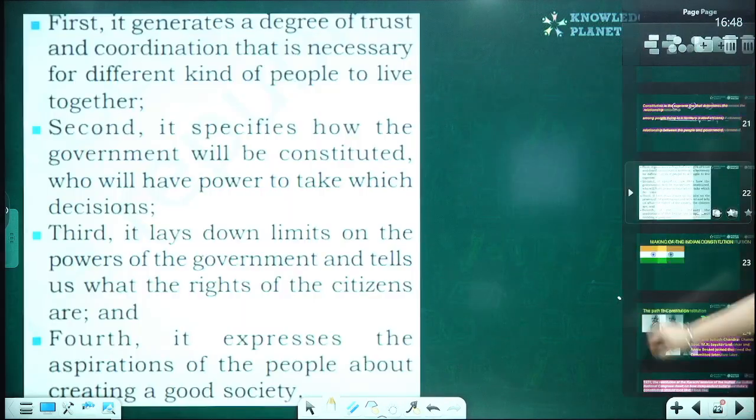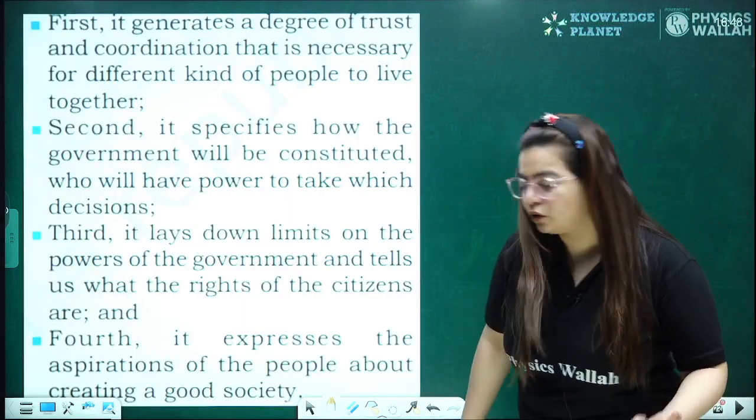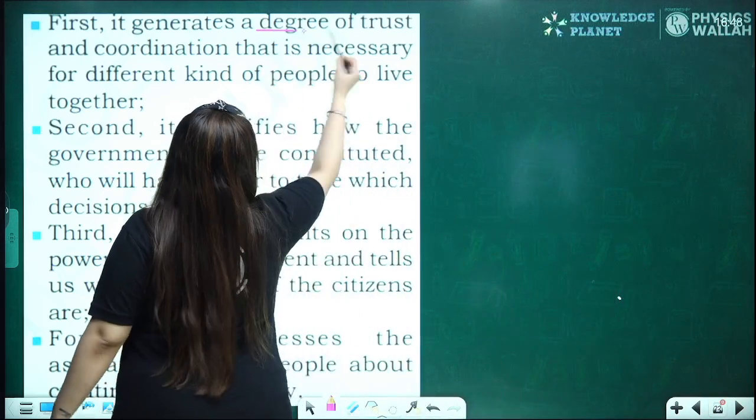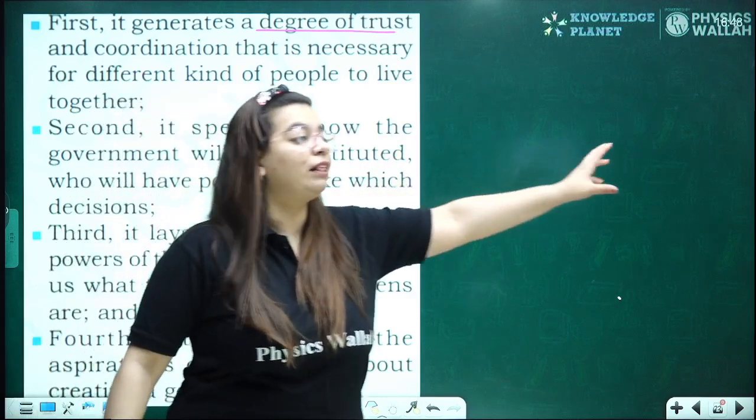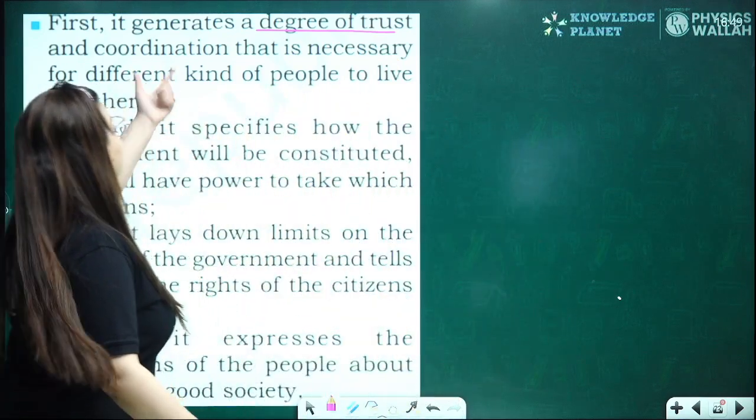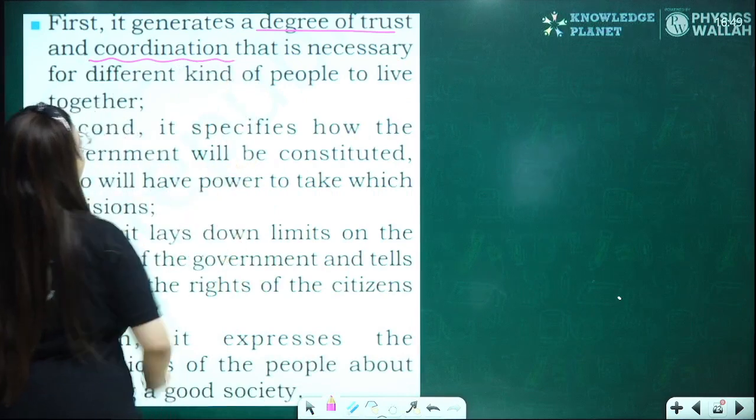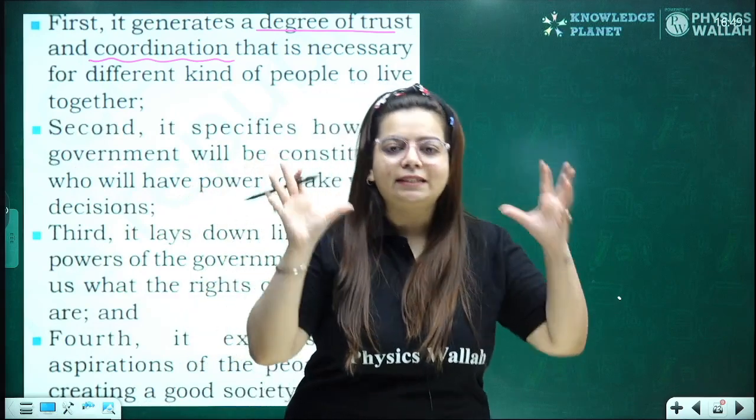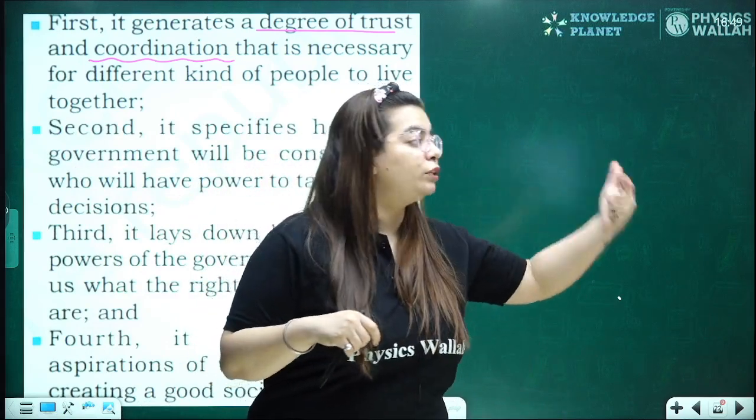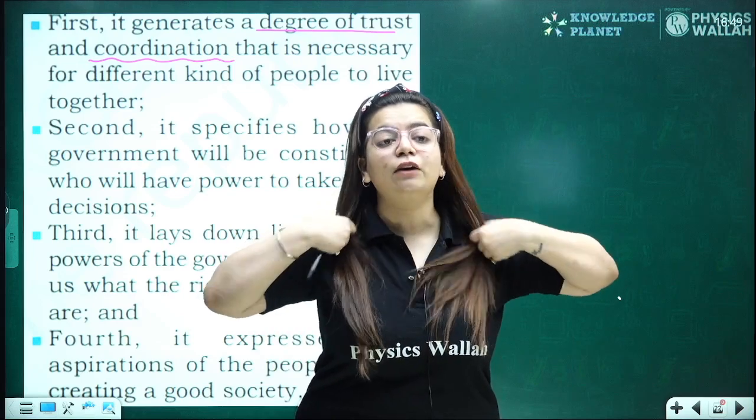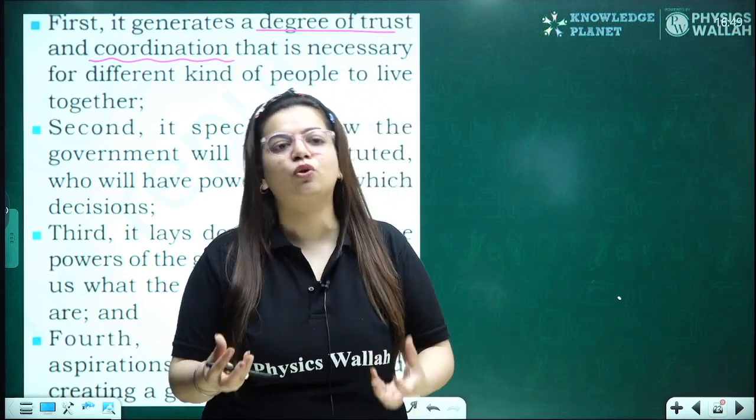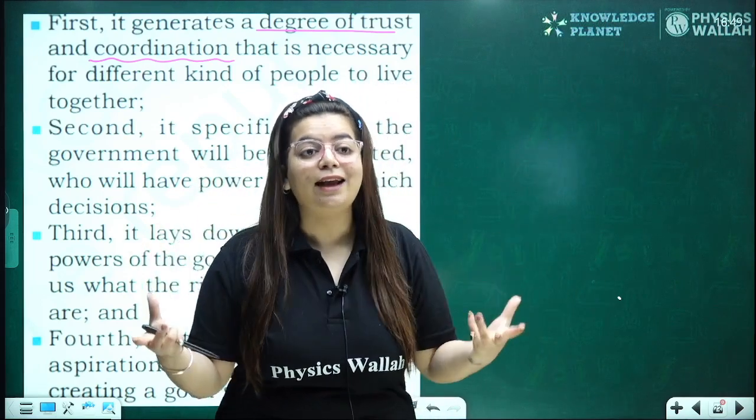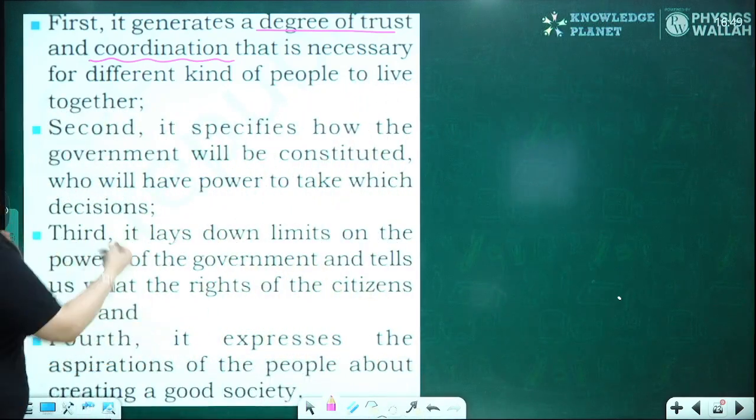Next, we have 4 points from our NCERT textbook, and these are very important. The first point is, it generates a degree of trust and the coordination that is necessary for different kinds of people to live together. Because we are different people living in the same country, the constitution and law generate trust and coordination, so that if anything by chance goes wrong, we have our constitution at our back. So it generates trust and coordination among the people living in a particular country, right?